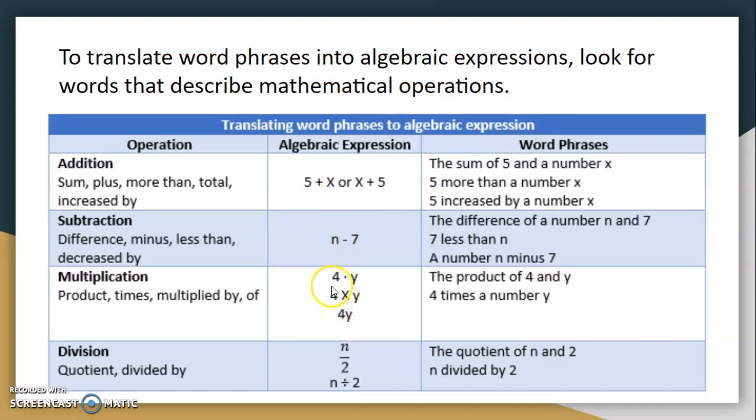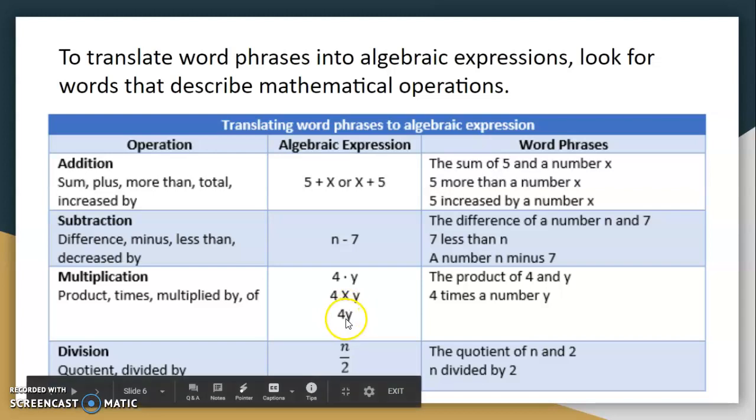I'm going to jump to multiplication. When you see 4 and then the dot in the middle and then y, or even 4 dot and a number, remember that that dot means multiply. Also, 4x times y, everybody knows that that means multiply. And then if you see a letter and a number right next to each other, that means multiply as well. And when you see a fraction, so n over 2, remember that means divide as well.